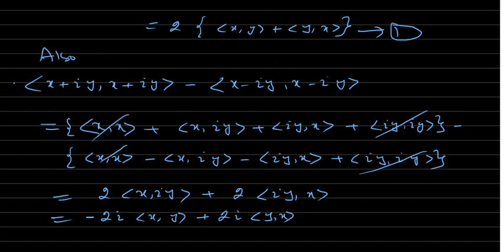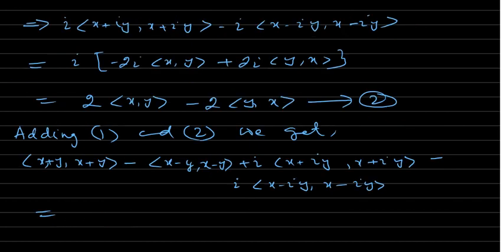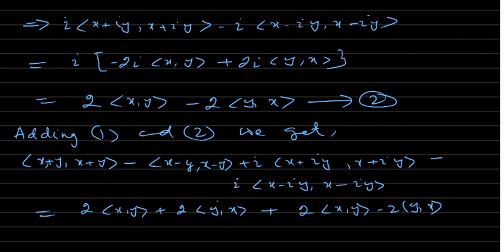this is 2xy, 2yx, okay, 2xy plus 2yx plus this one, it's 2xy minus 2yx plus 2yx minus 2, it will go, so this is 4 times xy, which we wanted to find out. It's equal to 4 times inner product of x with y, so that's our polarization identity.